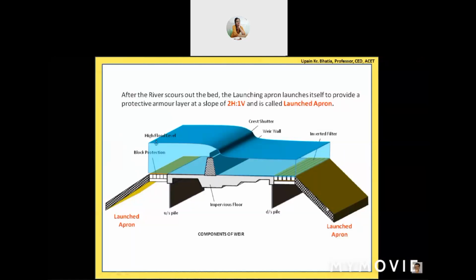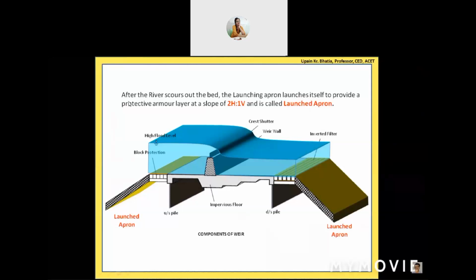So these loose stones can go further deeper also, and the exact layer may not be maintained in future. So we keep on adding more and more stones over here, so that in case of floods, the launching apron keeps its function on and keeps protecting the entire structure.